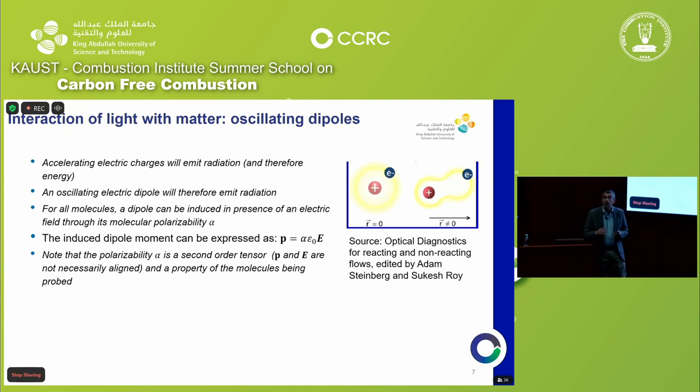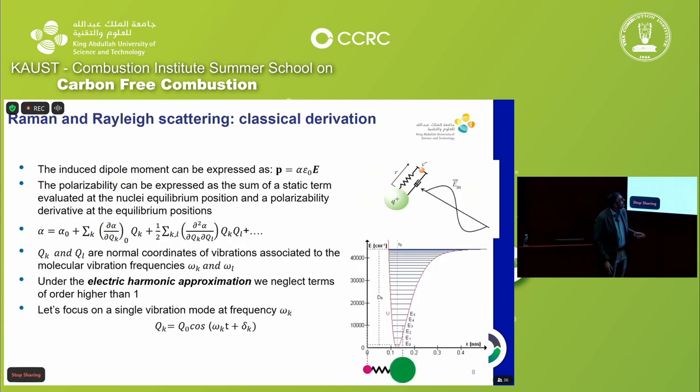Now, not all molecules will be infrared active, but all molecules, if they interact with an electric field, the electric field will induce a dipole moment. The oscillating dipole will emit radiation, and this is the fundamental physics behind the Raman and Rayleigh scattering. How does this occur?